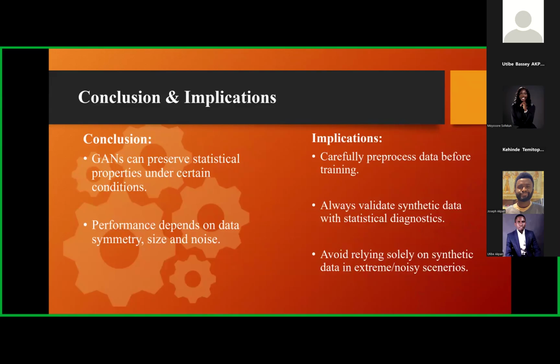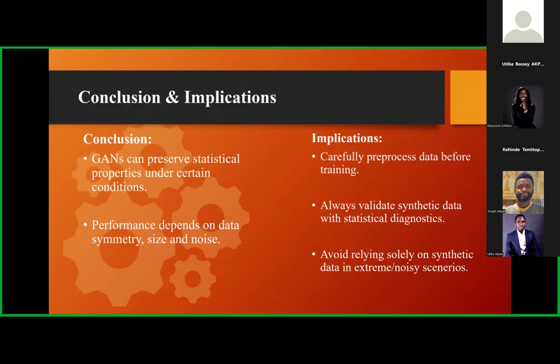Okay, so for our conclusion and implication. In conclusion, GAN can preserve statistical properties under certain conditions. Performance depends on data symmetry, the size, and the noise. And the implications are: carefully preprocess data before training, always validate synthetic data with statistical diagnostics, and avoid relying solely on synthetic data in extreme scenarios.